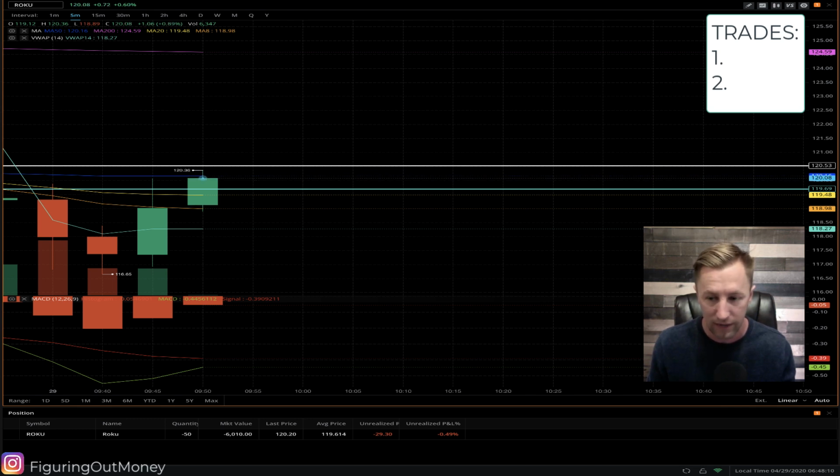So I didn't get stopped out yet. My stop loss is at 120.55. So let's see if I can get another pullback, if it doesn't last here, or if I'm going to get stopped out. It does look to me like I'm about to get stopped out though.